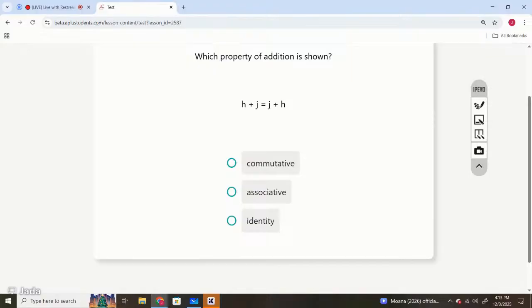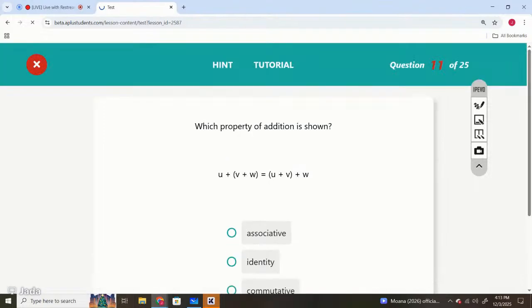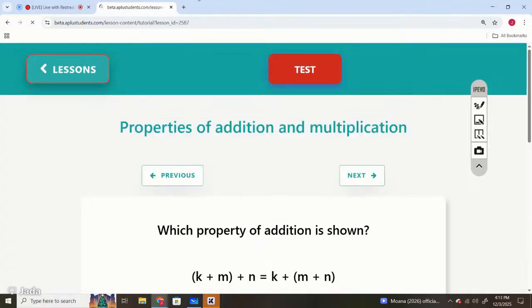Which property of addition is shown? That is commutative property. Okay, you can complete the lesson by yourself later today. Let me just move on to the next lesson.